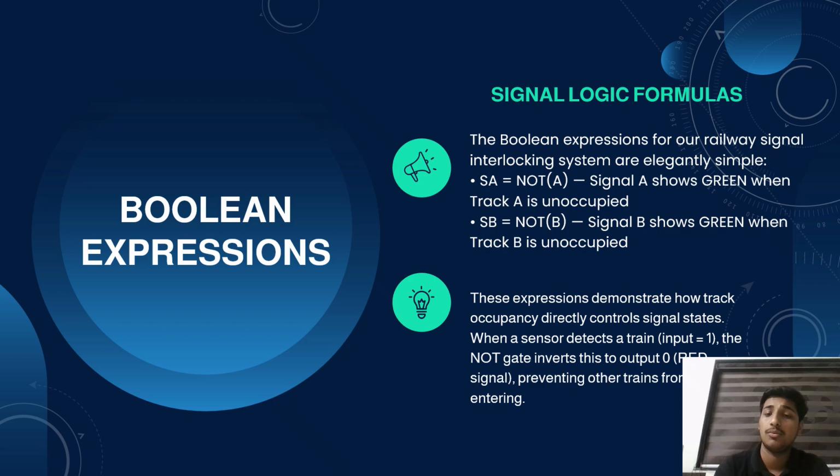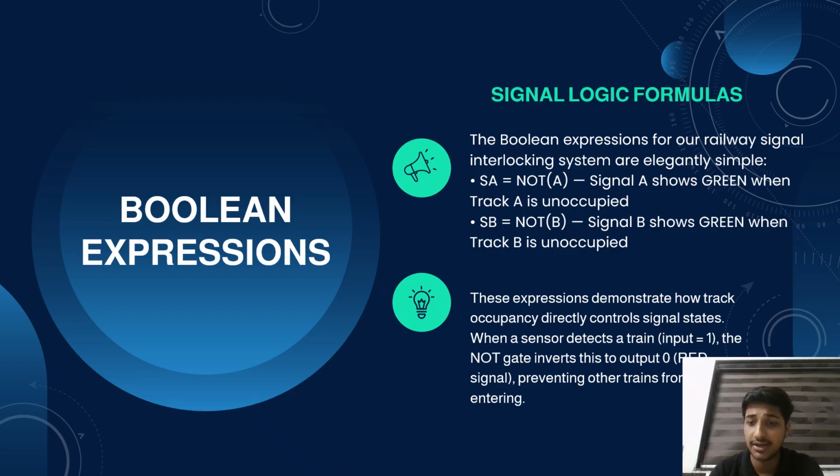Now we'll talk about Boolean expressions. From the truth table, we derive the Boolean expression SA equals NOT A and SB equals NOT B. This means that if a track is occupied, its signal automatically becomes red. This shows how simple logic can control a real-world system. These expressions demonstrate how track occupancy directly controls signal states.